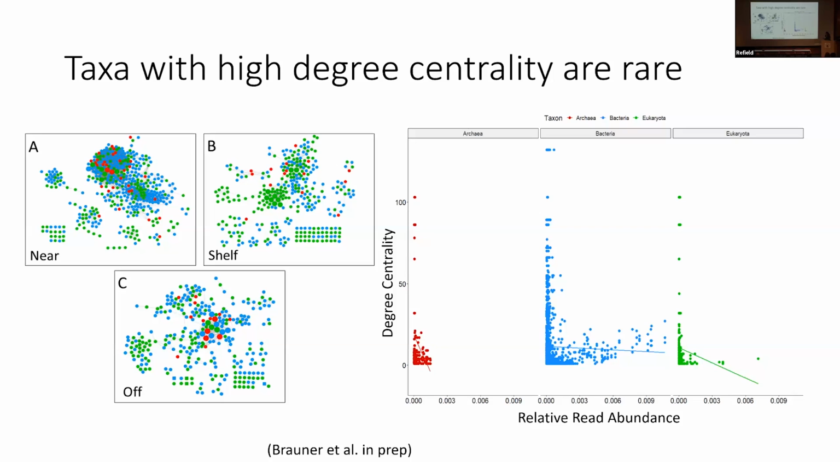And there's not a strong trend either way, but the ones that have the highest degree centrality are also relatively low in read abundance, which is what you would expect for an organism if it is a keystone member, a keystone species.